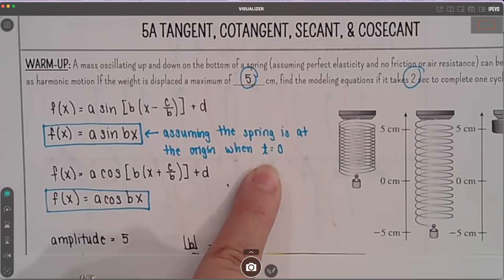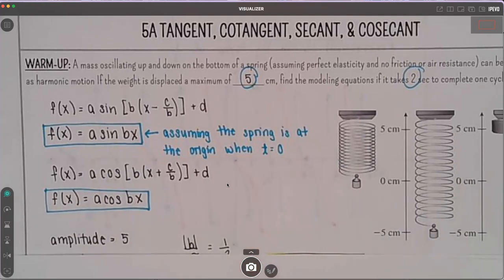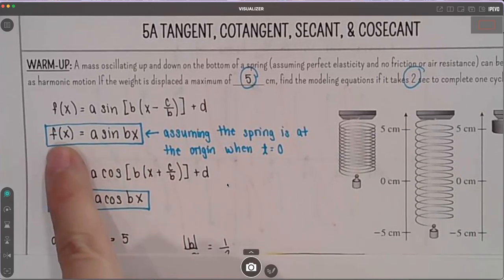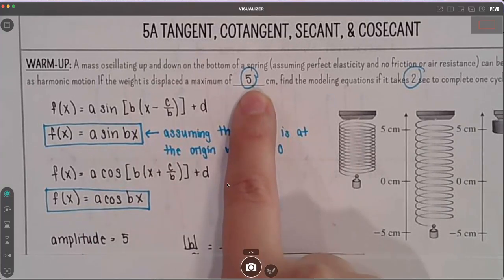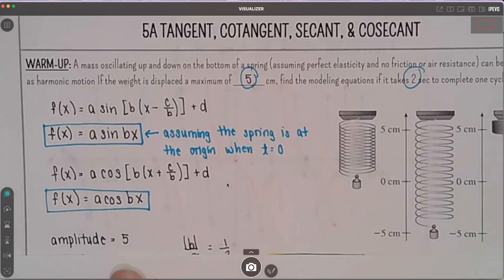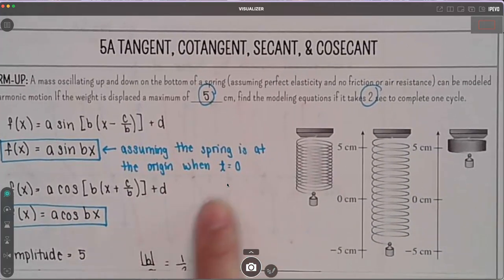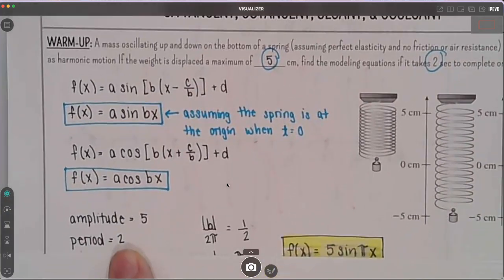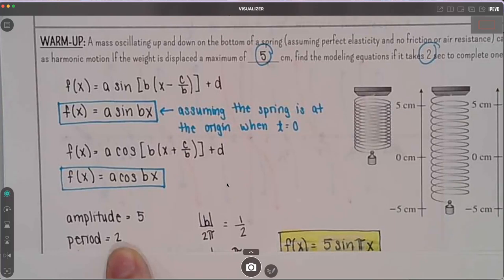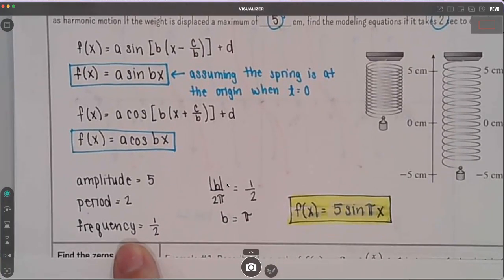Now, based on the information given, there is no phase shift and there is no vertical shift. So I can just use the basic form of this function, a sine of bx. We're given that the weight is displaced a maximum of 5 centimeters, so the amplitude is 5. And we're told that it takes 2 seconds to complete one cycle. So the period is 2, which means the frequency is 1/2. So using that information, we can figure out that b is pi.